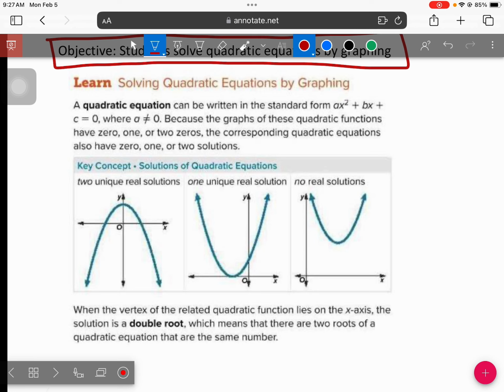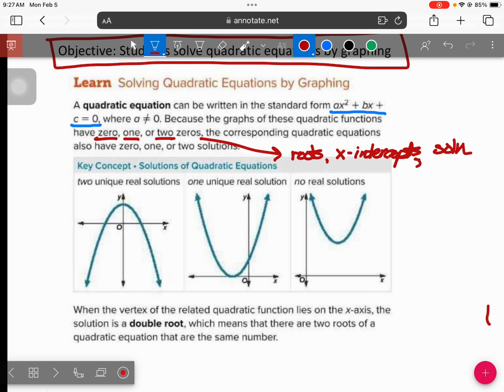All right. A quadratic equation can be written in standard form, ax squared plus bx plus c equals 0, where a does not equal 0. Because the graphs of these quadratic functions have 0, 1, or 2 zeros. Now, I think that's a little bit confusing, but you can have 0, 1, or 2 zeros. There's other words we can use for zeros. They are the roots, x-intercepts, or solutions.